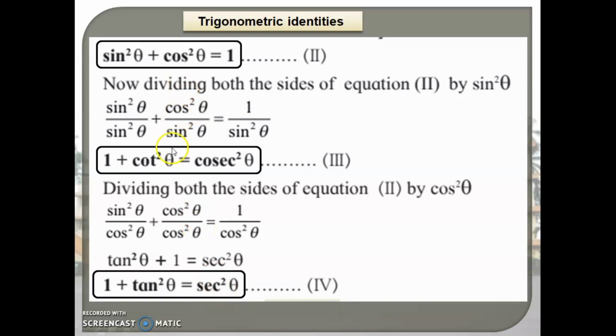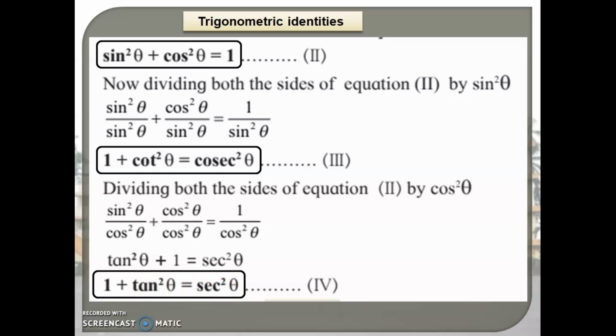Thus we have 3 identities. Sine square theta plus cos square theta is equal to 1. 1 plus cot square theta is equal to cosec square theta. And the third identity is 1 plus tan square theta is equal to sec square theta.